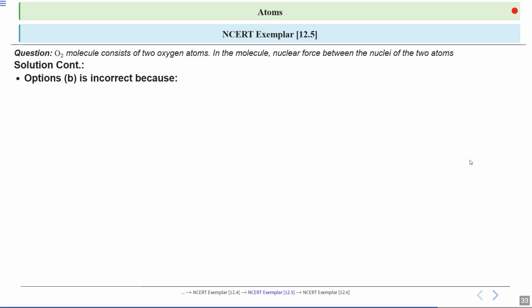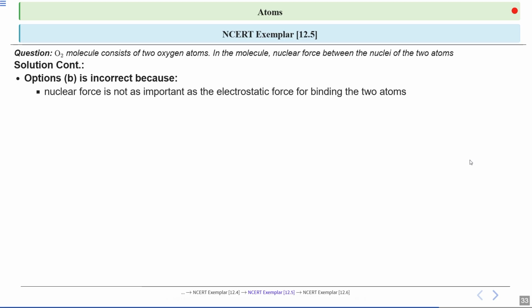Now let's consider why option B is incorrect. First, notice that the nuclear force is not as important as electrostatic force when it comes to binding two atoms together. In molecules, the main force holding atoms together is the electrostatic attraction between the electrons and nuclei, not the nuclear force.